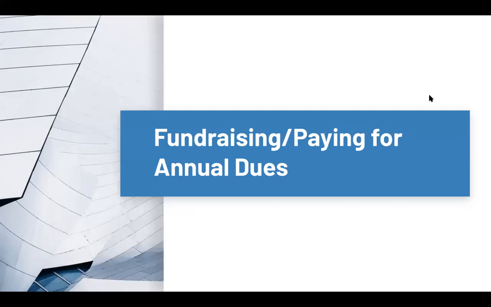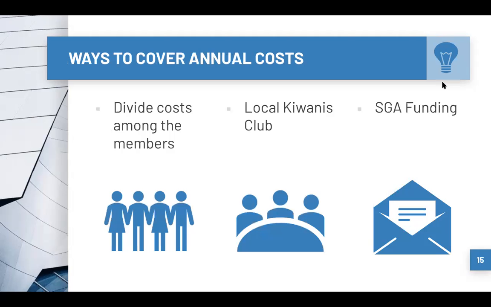So here are some tips for fundraising and paying your annual dues. You want to divide costs among the members, which is basically them paying their dues. You want to make sure that you're in good contact with your sponsoring Kiwanis Club, and then you also want to try to reach out to your school's SGA, see if they would be willing to donate funds so that you can pay your dues.